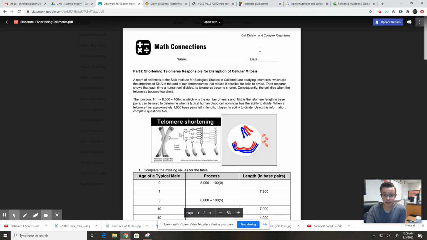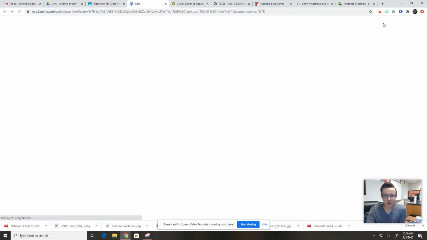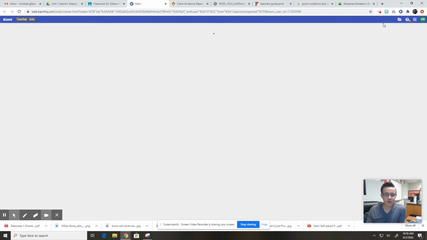So if you click on this, I am honestly not sure if it will look like this page or if it will automatically open with Kami. If it doesn't automatically open with Kami, then you can just click this tab up here on the top right that says open with Kami. So you're going to open that and it opens the PDF in just a second. It's taking its time today.